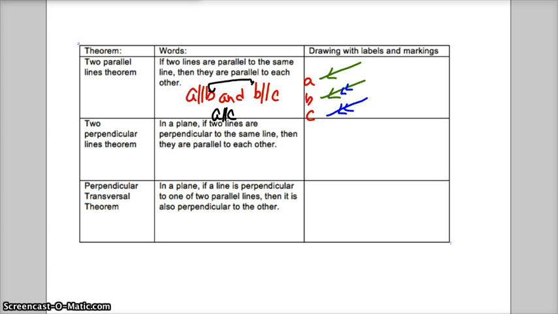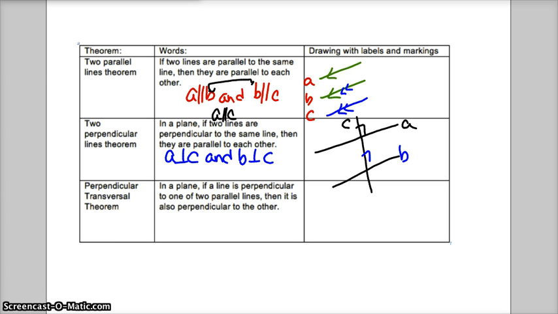The two perpendicular lines theorem says in a plane, if two lines are perpendicular to the same line. So here's line A, it's perpendicular to line C. Here's line B, it's also perpendicular to line C. Then it must show that A is parallel to B. Let me write that out for you. If A is perpendicular to C and B is perpendicular to C, then this property allows me to say that A is parallel to B.